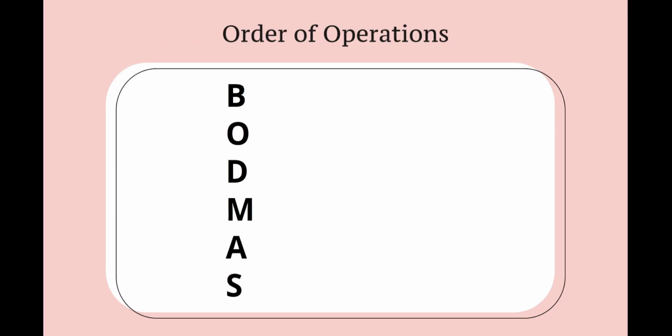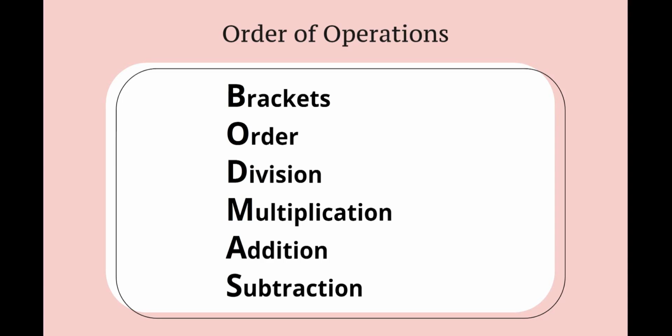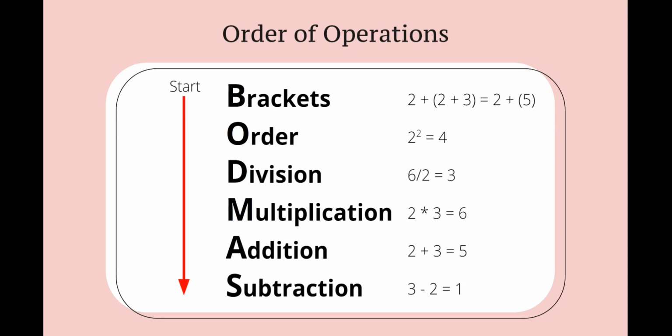The correct order of operations is something we call BODMAS. BODMAS means brackets, order, multiplication, division, addition, and subtraction. These are all the arithmetic operations, so you read them from the top with brackets down to subtraction. Brackets comes first, then orders, then division, then multiplication, then addition, then subtraction.